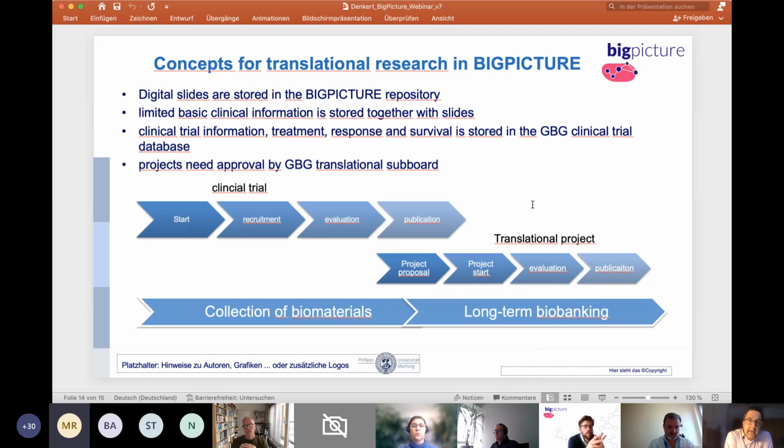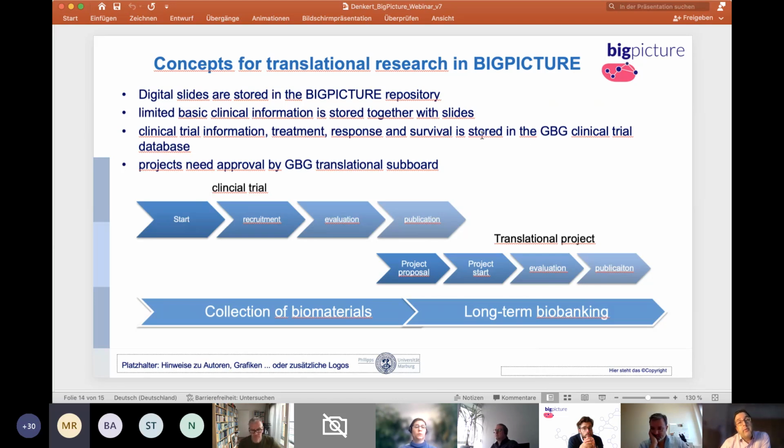So it's planned to store the digital slides in the big picture repository. This will be very likely a large number of slides because it will be interesting to store not only the H&E slide, but also the slides related to the immunohistochemistry. There will be, however, only very basic clinical information stored together with the slides. There will be additional information on the treatment in the clinical trial, the response and the survival, which is not stored in the Bigpicture repository, but outside in the clinical GBG clinical trial database.